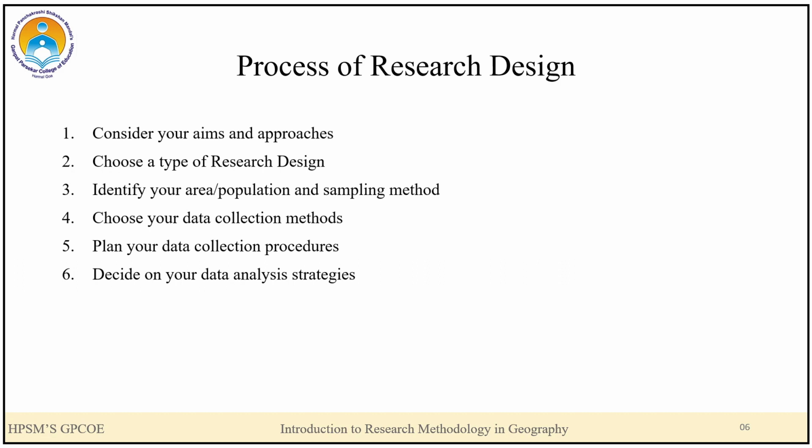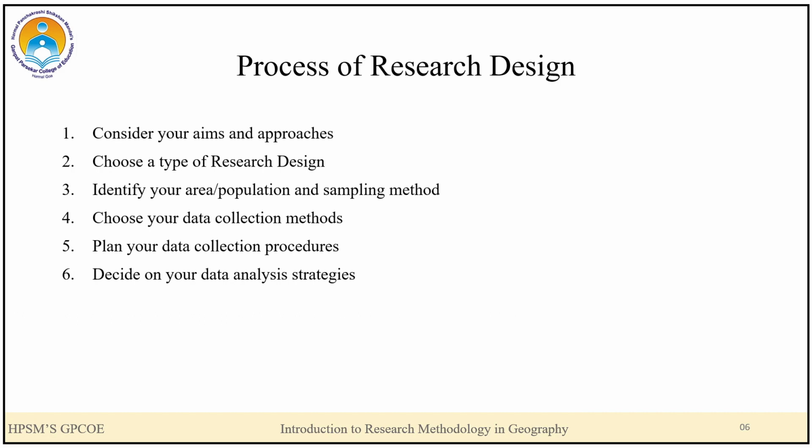The third step or process is to identify the area to be studied or population, and the sampling method. So you have to determine the target population or area to be studied and the sample size, and choose the sampling method such as random, stratified random sampling or convenience sampling. The next one is to choose your data collection methods. Decide which methods to apply, such as surveys, interviews, observations, experiments, and appropriate instruments and tools for collecting data.